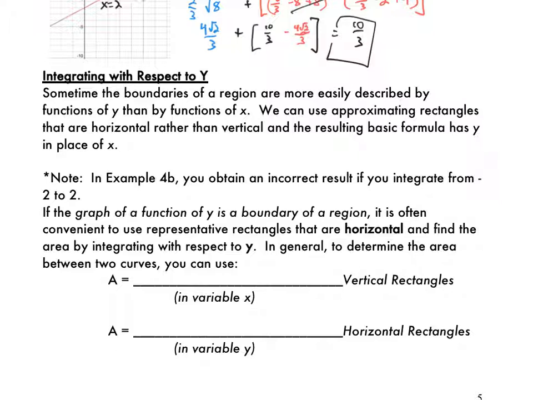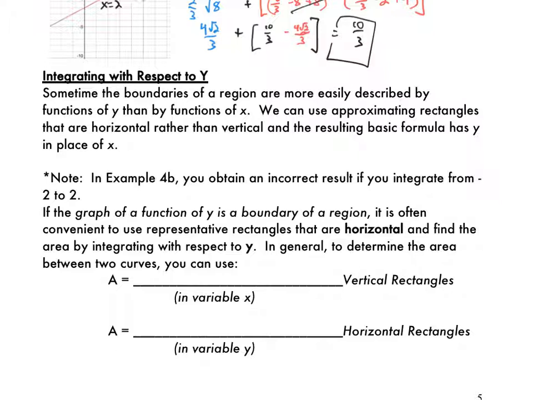Okay, so you can obtain an incorrect result in the previous example if you integrate from negative 2 to 2, because it's just simply not going to work. You're going to get something that's always positive. You don't have the same function that's positive the whole time. So if the graph of a function of y is a boundary of a region, it's often convenient to use representative rectangles that are horizontal and find the area by integrating with respect to y.